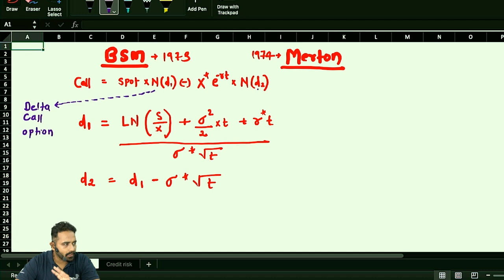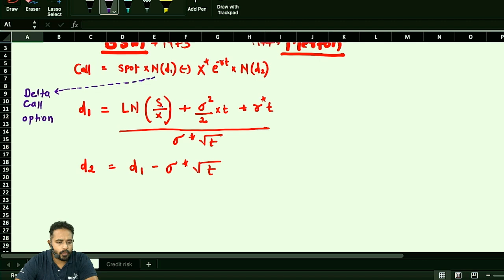Now, how do you get D1? Your numerator is made of three parts. First, the natural log of the distance between spot and strike, half of variance adjusted for time, RFR adjusted for time, and the denominator is made of sigma into root T. D2 is D1 minus sigma into root T.